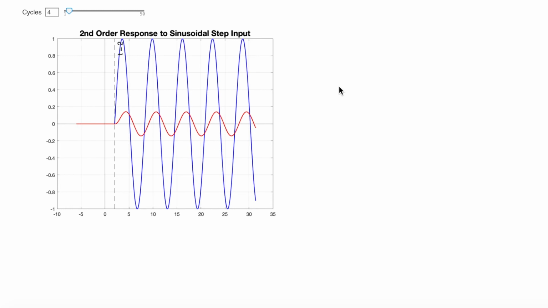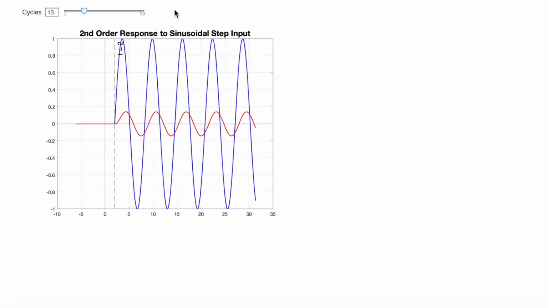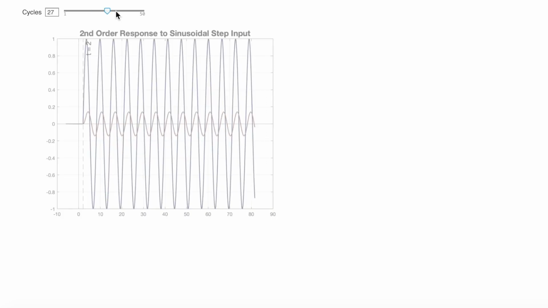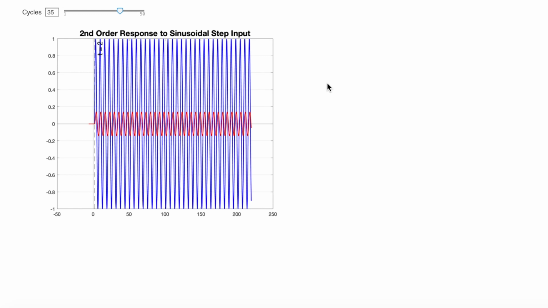Let's go back to, say, 4 cycles. So we can see that the response is a sinusoidal response. And then if we increase it significantly, let's say to 13 cycles, we can see what's happening. So there's a lot of amplitude suppression. And if we increase a little bit more just to see the trend of how the response is changing, I don't know if it's just me, if there's a slight oscillatory motion in the general pattern of the response. And let's go all the way to 50 cycles.